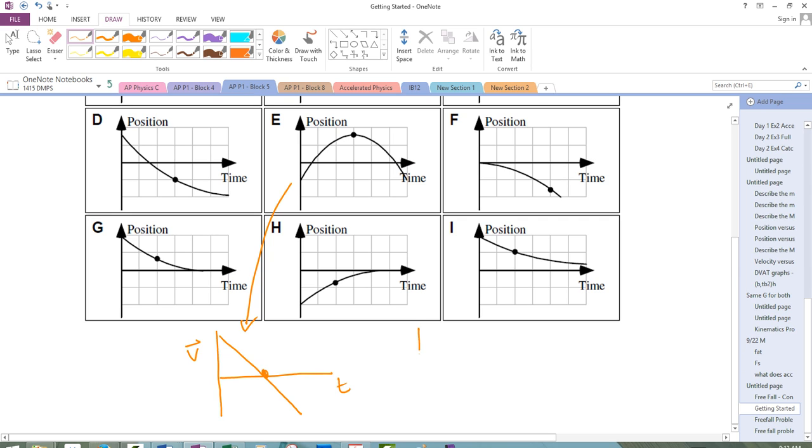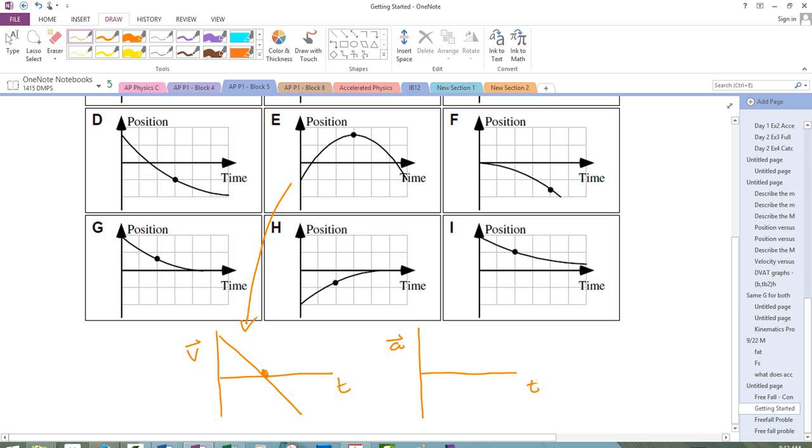And what is the acceleration versus time graph going to look like? This is a straight negative line, because the slope here is negative. It's negative and constant. The value of the slope is negative and constant.